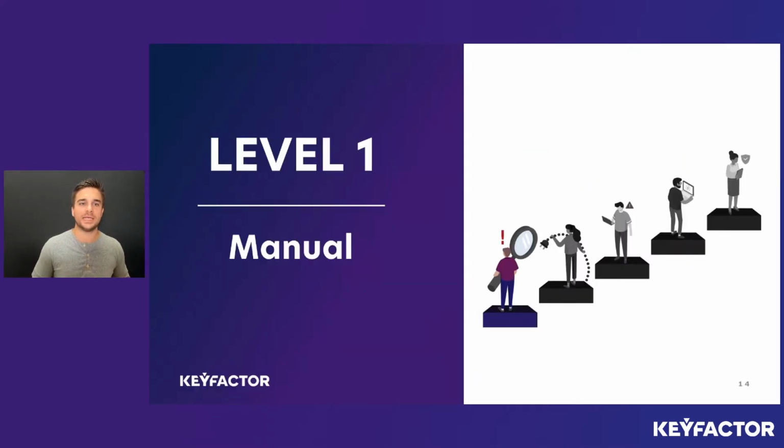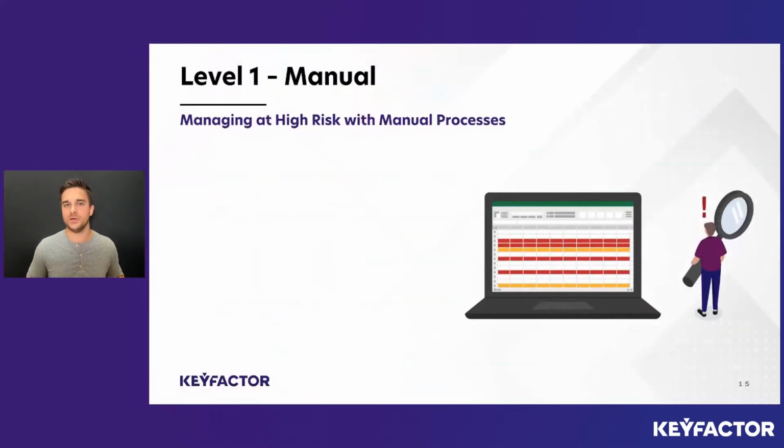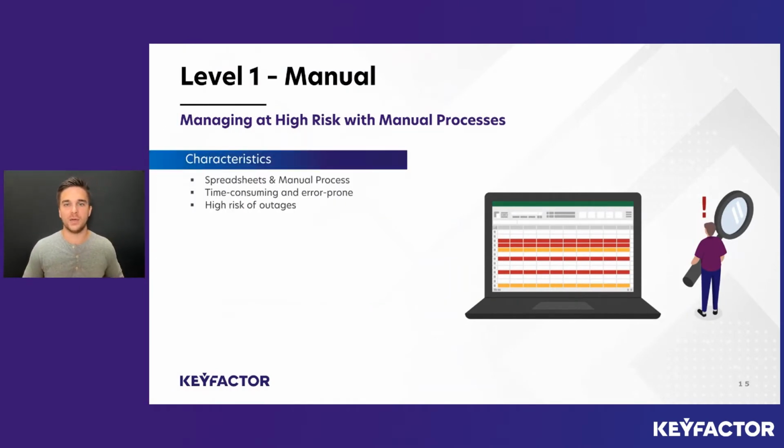So the first one is level one, which we call manual. At this level, really what you're doing is managing high risk with manual processes. Some of these characteristics Gartner had mentioned, and you want to make sure you're not doing this. You have lots of spreadsheets, time-consuming, error-prone processes, and you're at a high risk of outages because you're doing all of these things manually.